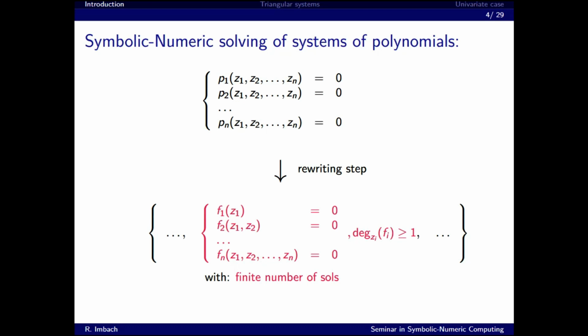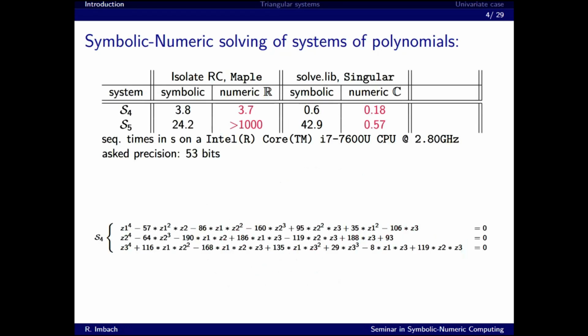Well, so actually, our motivation is to solve this kind of triangular system with no inequation. But we have the assumption that there is a finite number of solutions. So instead of doing a state-of-the-art of what exists, I propose to do just a small experiment. I consider two systems of three equations in three unknowns, S4 and S5. The leading monomials of S4 have degree 4 and the ones of S5 have degree 5, and I use two symbolic numeric approaches to solve this system.